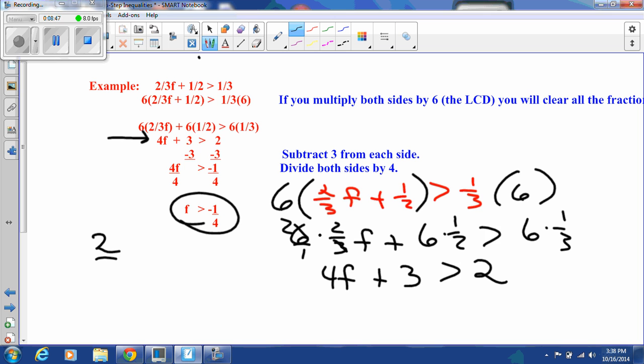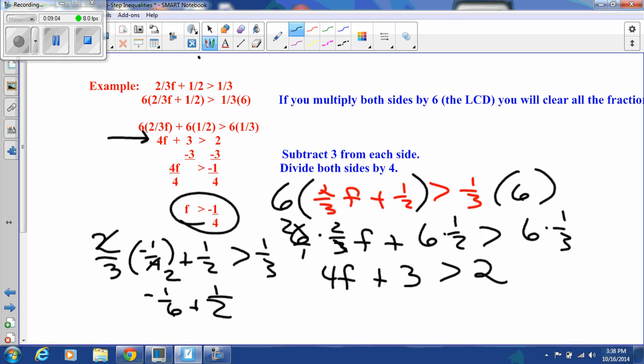Check it. You simply put that in for f. And I'm just going to see if that equals 1/3 because I'm checking the endpoint. So 2 times negative 1/4 becomes negative 1/6 plus 1/2 is greater than 1/3. But 1/2 equals 3/6 minus 1/6 is 2/6, which is 1/3. My endpoint checks.